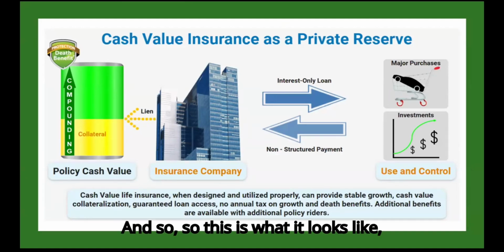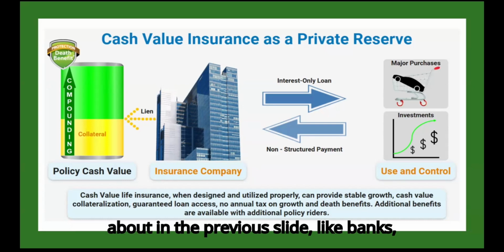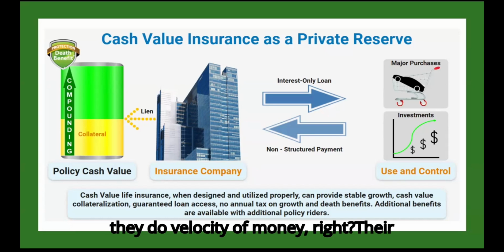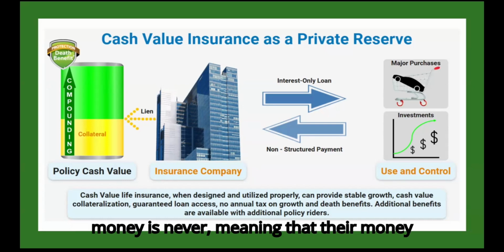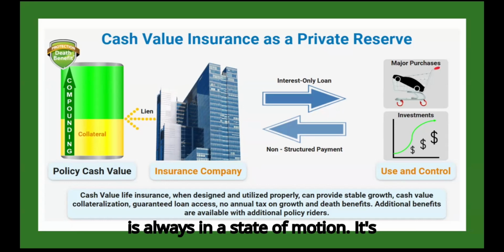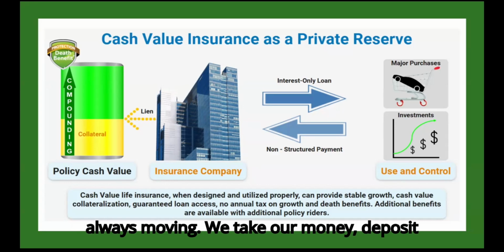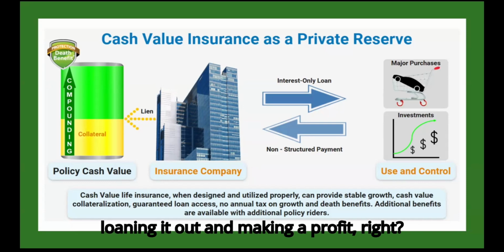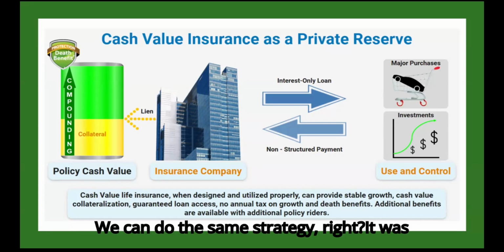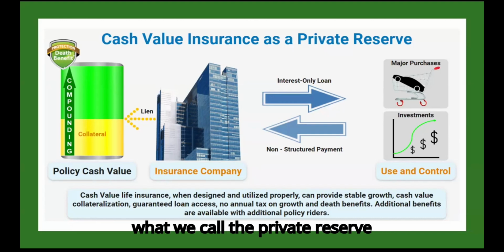And so this is what it looks like, right? When we were talking about banks in the previous slide, they do velocity of money, right? Their money is always in a state of motion. We take our money deposited, they take it right back out, loan it out, and make a profit, right? We could do the same strategy. It's what we call the private reserve strategy.